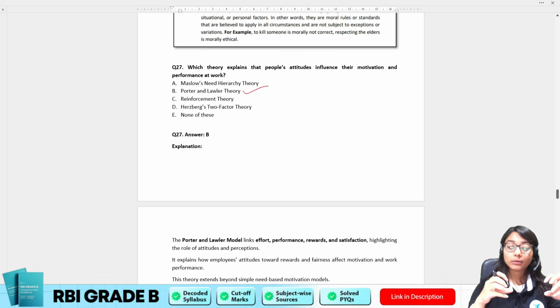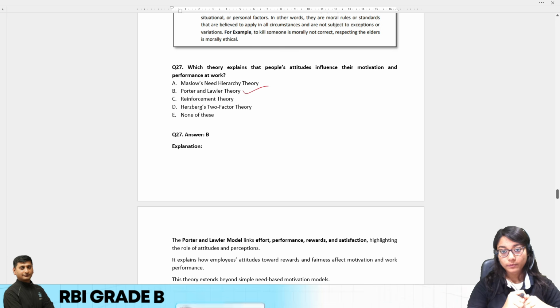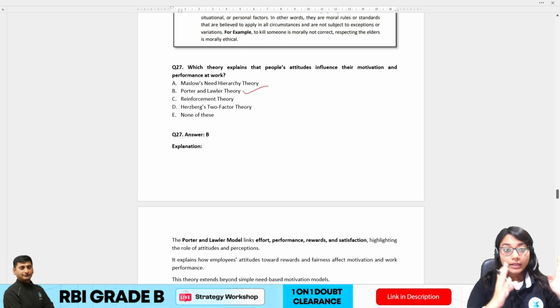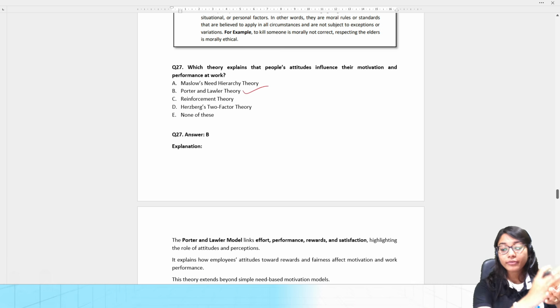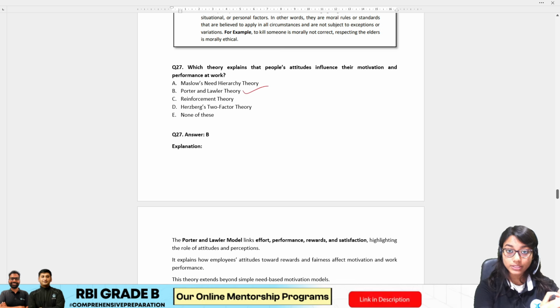Because the Porter and Lawler model, what did they do? They link your effort, performance, rewards, and satisfaction. Basically, if you remember the Victor Vroom model, effort, performance, rewards, these three are linked.